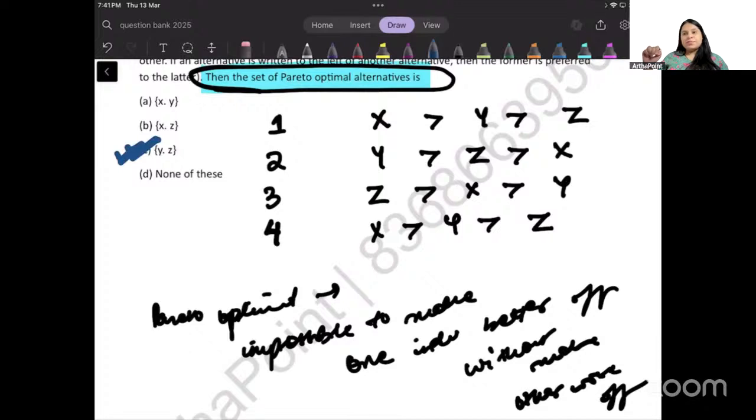YZ. ठीक है. Why YZ is the correct option is what I am leaving you as homework now. ठीक है. So I have given you the answer to this question. You have to tell me why it should be the Pareto optimal alternative. ठीक है. I have given you a hint also. ठीक है. Try to answer it in the Telegram group beta. Okay. Thank you.